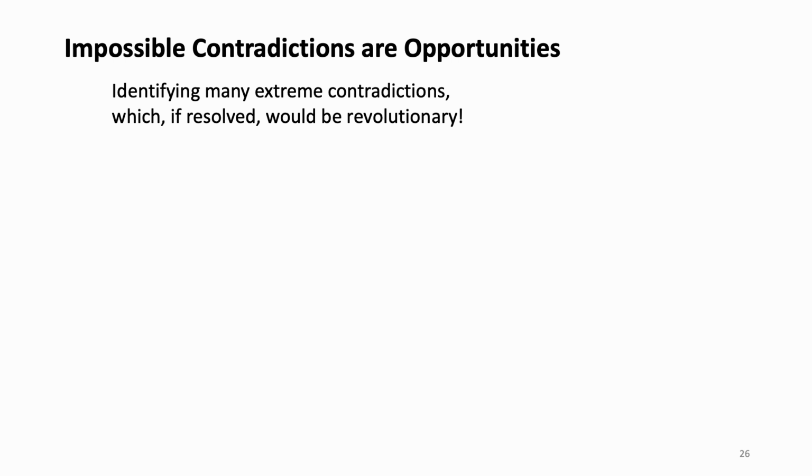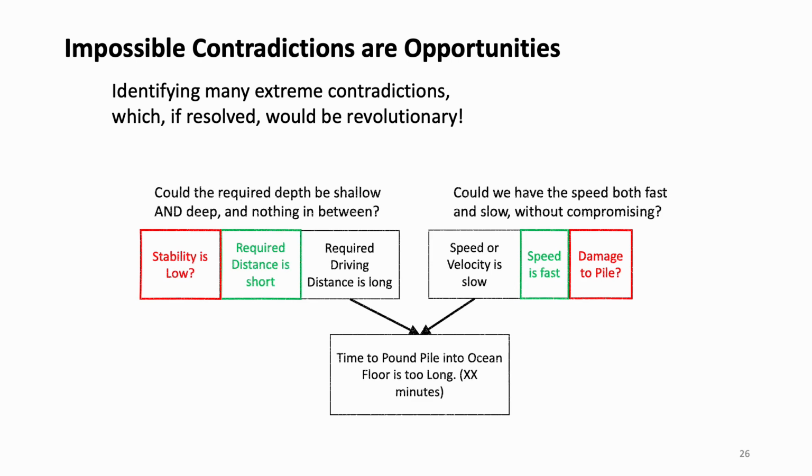So contradictions are really opportunities. You can identify many extreme conditions which resolved would be revolutionary. You might ask for the time to pound in a pile. Yes, the required driving distance is long. What if I could make it short? That's what the green one represents. What if I made a contradiction that said, no, I really want it short.